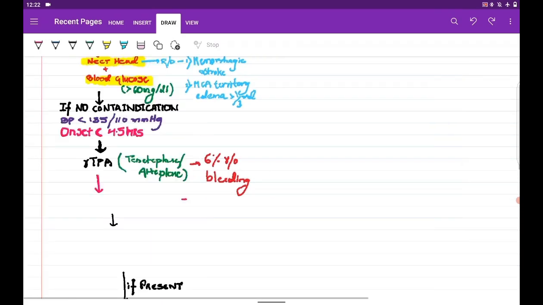Earlier alteplase was preferred, but in the recent books tenecteplase is preferred these days. So I have mentioned both, but earlier alteplase was preferred, but recently the books have started mentioning tenecteplase also. On giving recombinant TPA or thrombolytic, there is a 6% risk of bleeding also.